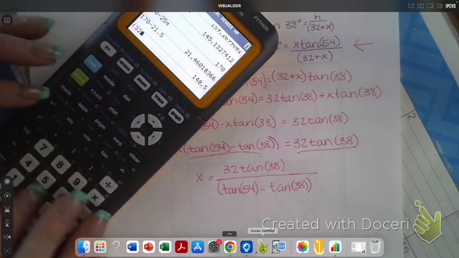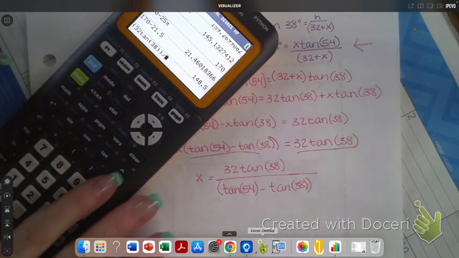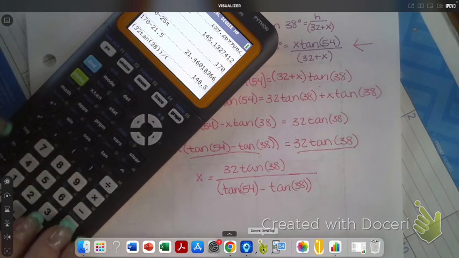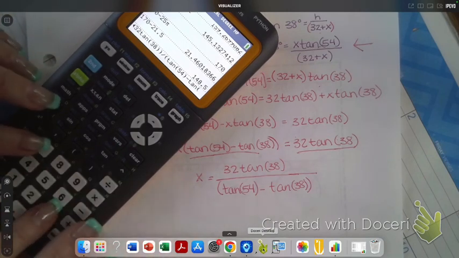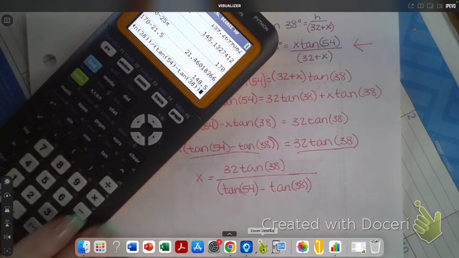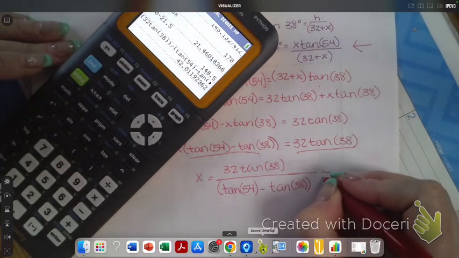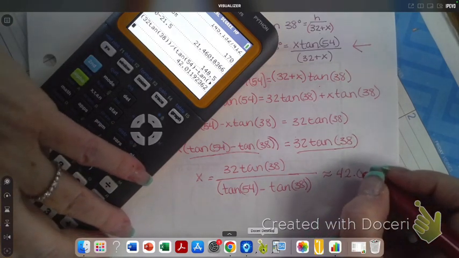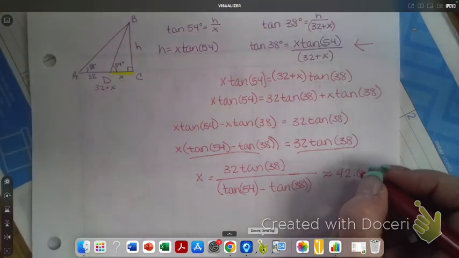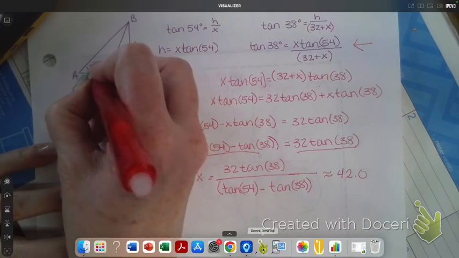So 32 tangent of 38, in parentheses, divided by tangent of 54 minus tangent of 38, in parentheses. I got approximately 42.0. And did we have units on this one? Feet. I didn't write them on there, but they were feet.